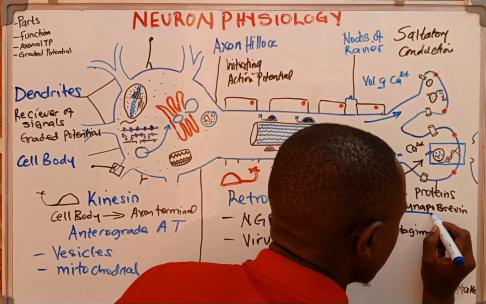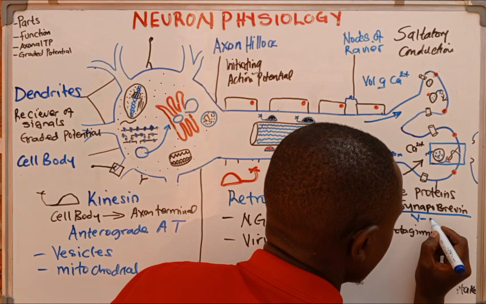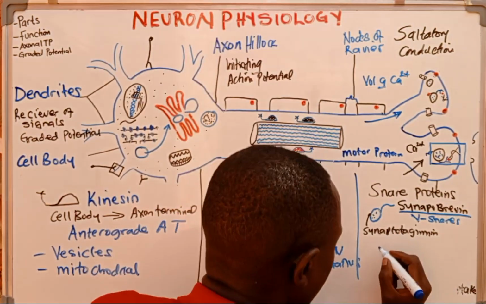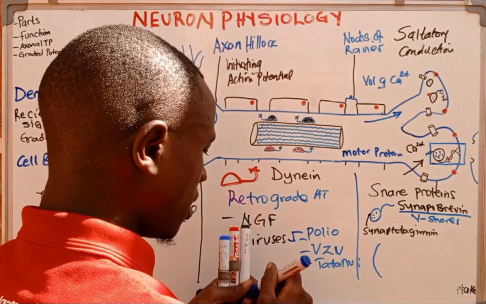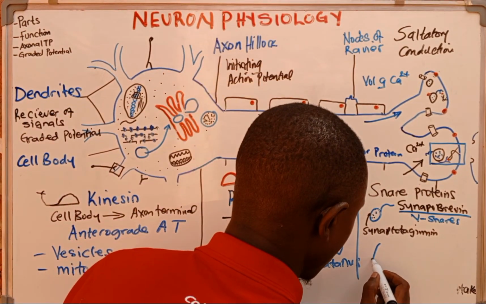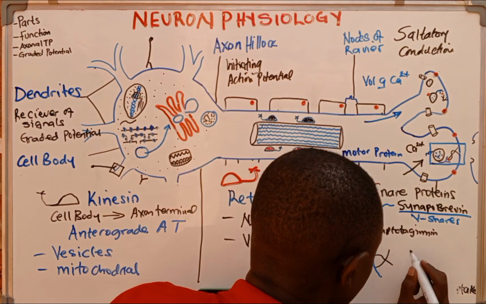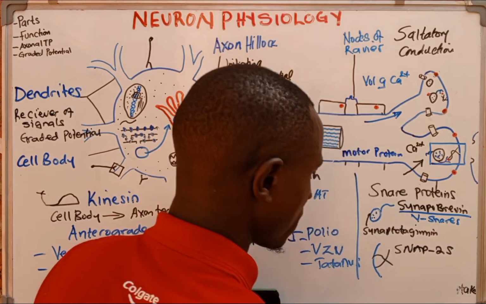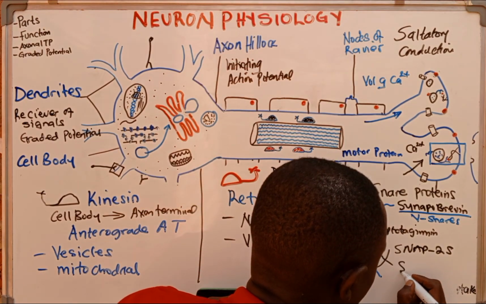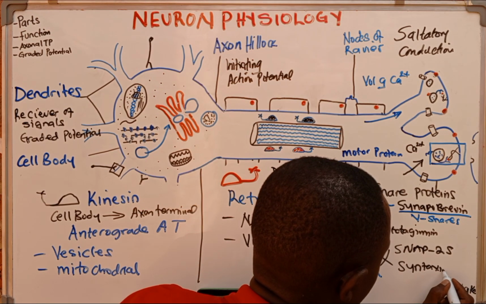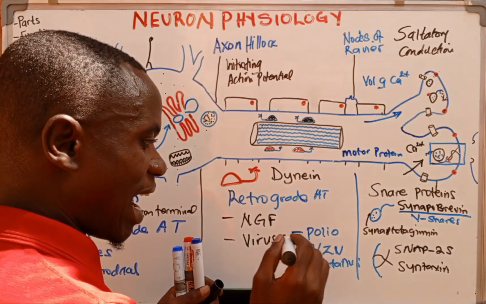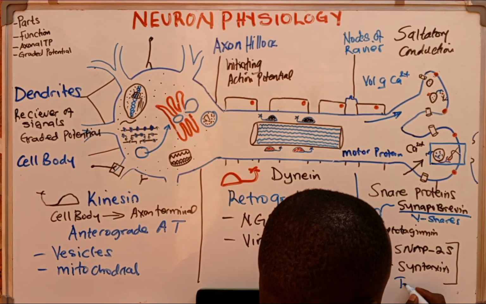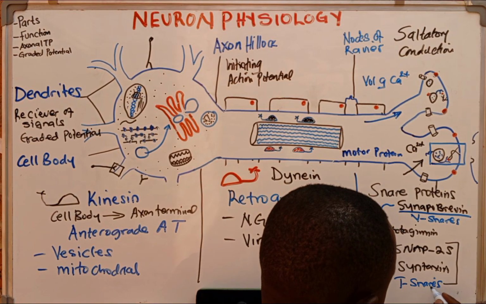This synaptobrevin is going to be part of what we call v-snares. Now bringing in this membrane, this presynaptic membrane is going to have different kinds of proteins. There's this protein you may call SNAP-25, and then this protein down here, you may call syntaxin. Collectively, these proteins are what we call t-snares.